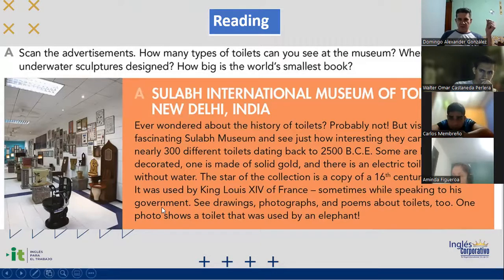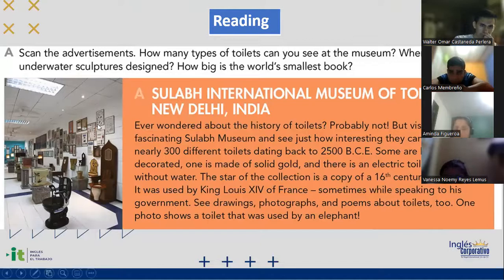The star of the collection is a copy of a 16th century toilet. It was used by King Louis the 14th of France. See drawings, photographs, and poems about toilets too. One photo shows a toilet that was used by an elephant.